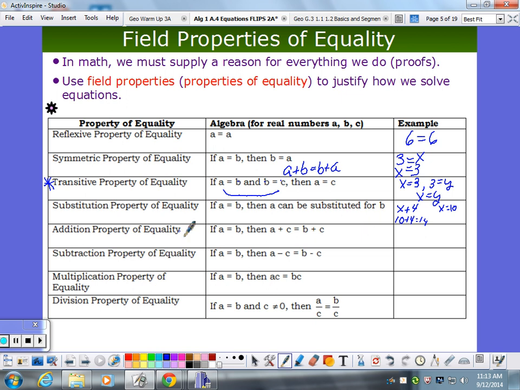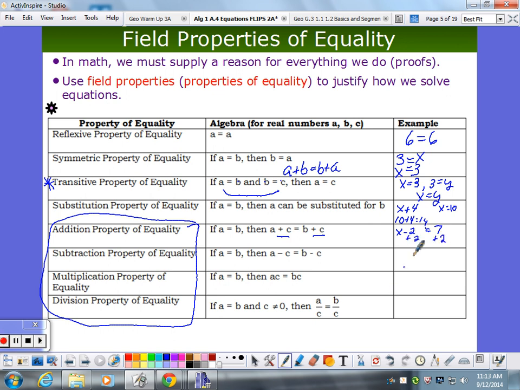Not really. Now these are the ones we're going to use a lot in justifying steps in solving equations. So these look complicated, trust me they're not. If A equals B, then A plus C equals B plus C. This just says you can add the same thing to both sides of an equation and you still have equal. It's still an equation. So that's when you're solving this equation, x minus 2 equals 7.